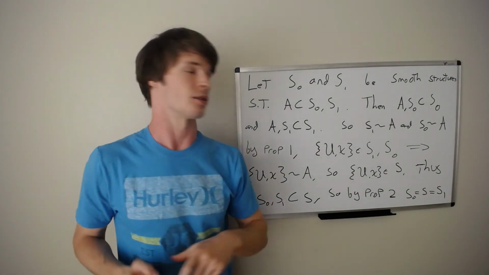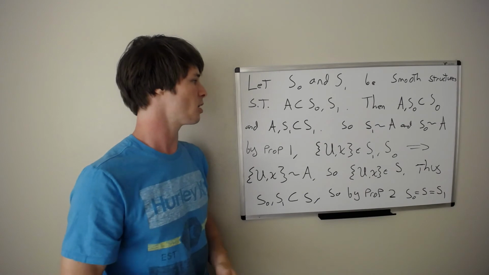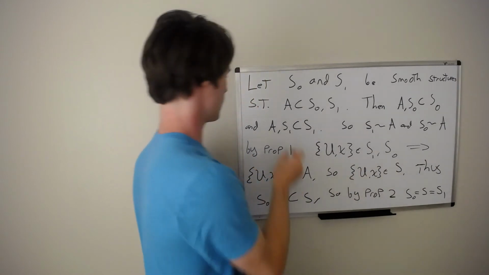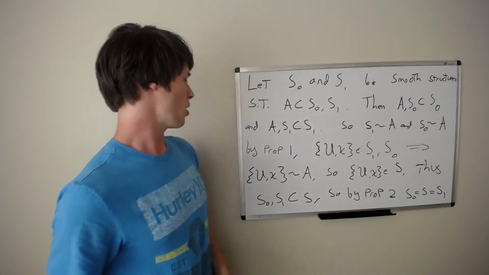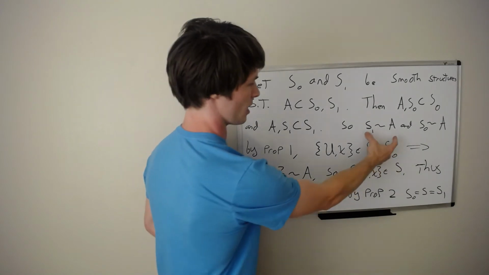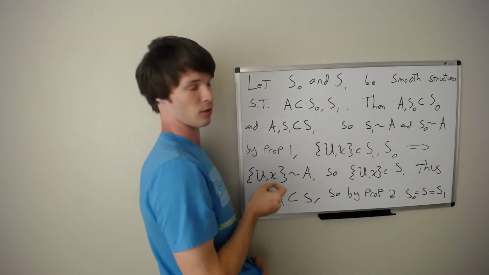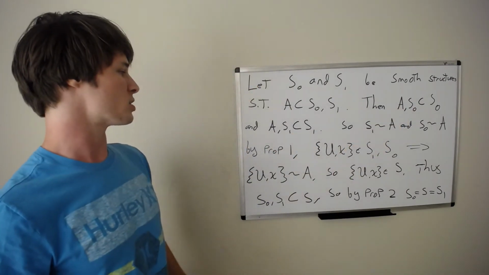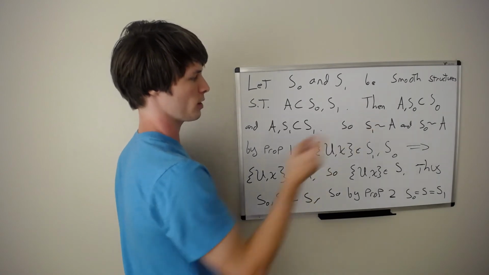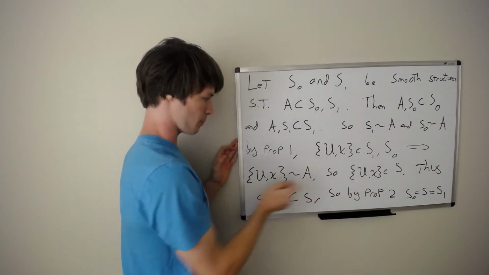So let S0 and S1 be two smooth structures so that A is contained in both of them. It's contained in S0 and it's contained in S1. Then we know that both A and S0 are contained in S0, and both A and S1 are contained in S1. So by proposition 3, this means that S1 is compatible with A and S0 is compatible with A, because these two atlases are contained in a third smooth atlas, and likewise over here. And then by proposition 1, we know that if two smooth atlases are compatible, then every chart in the first one is compatible with the second one. So thus, every chart that is in either S1 or in S0 must be compatible with A.